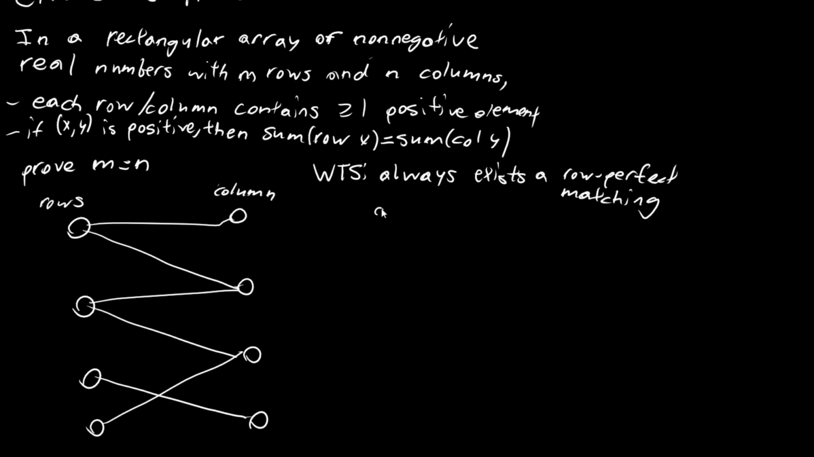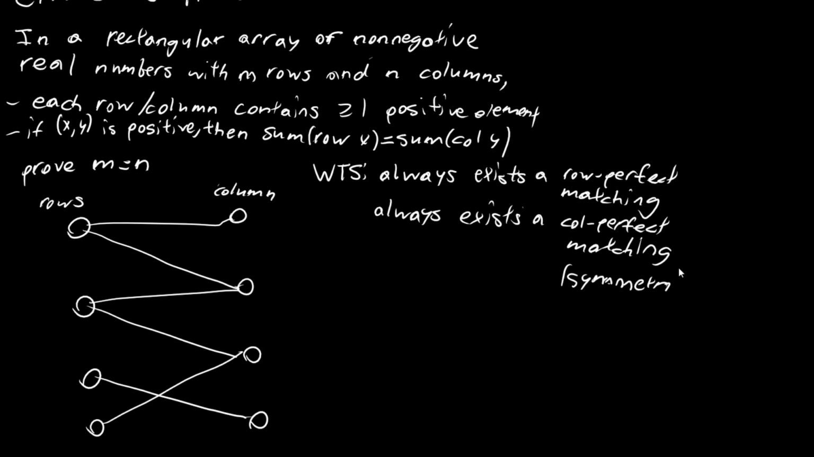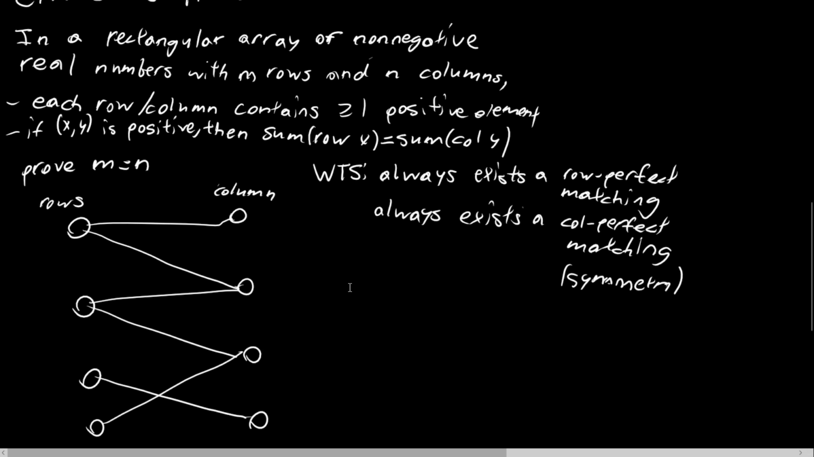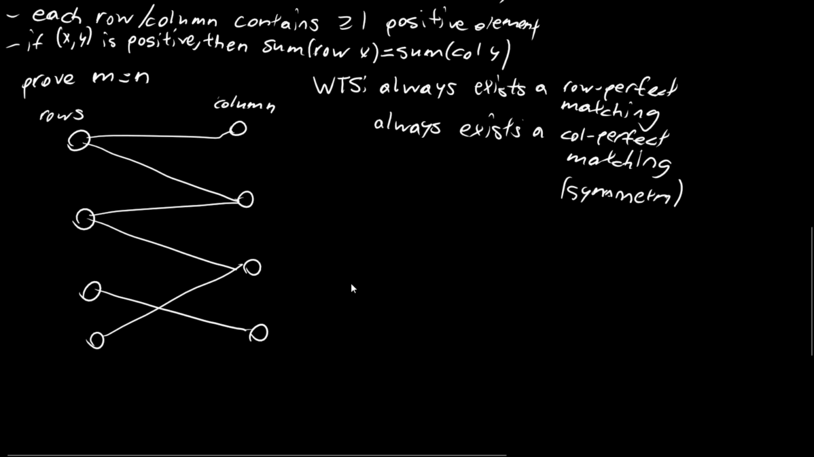And there also always exists a column perfect matching. And we just have to prove one of them because it's symmetric, of course. Symmetry. Okay, so we'll do it using contradiction. So let's assume, for the sake of contradiction, that there is no row perfect matching.